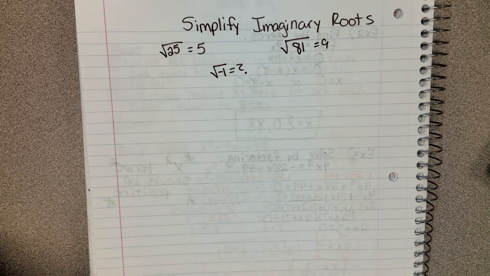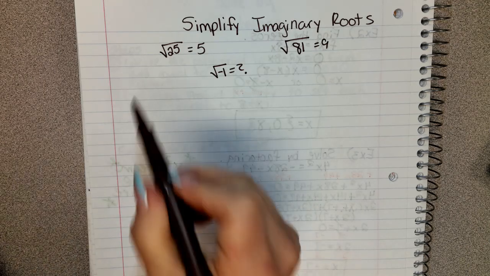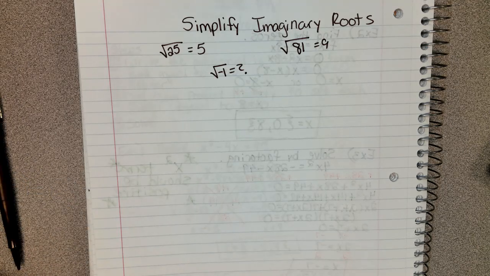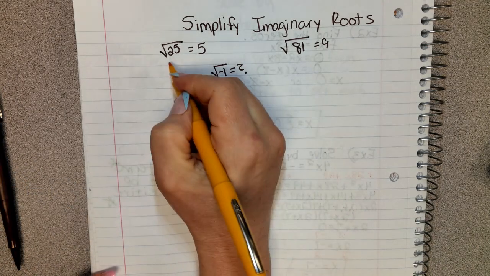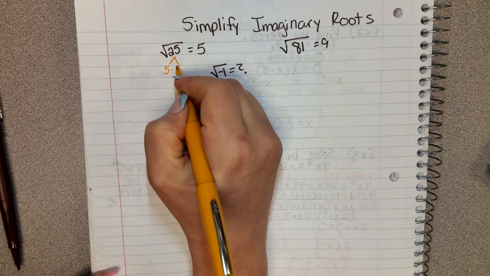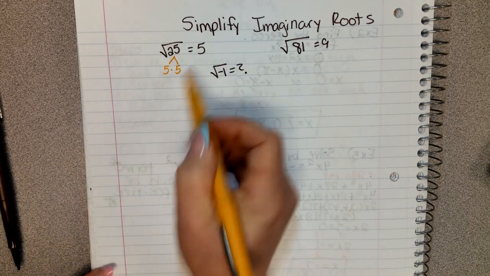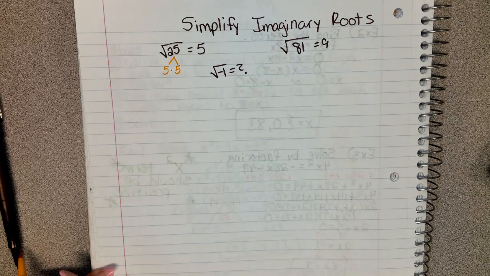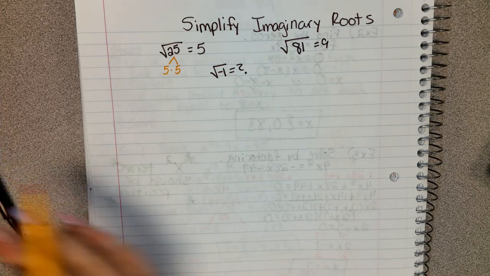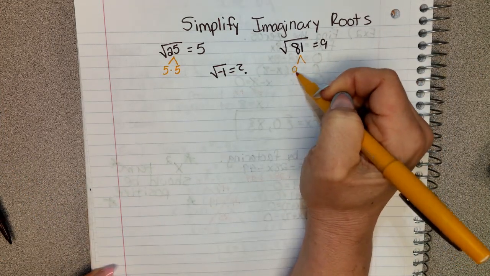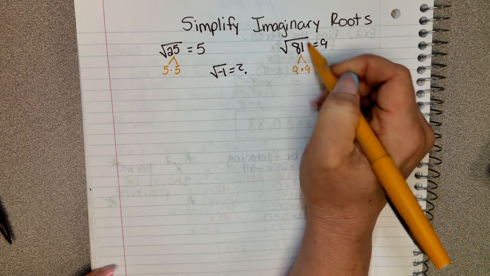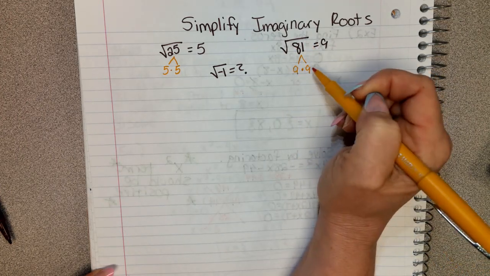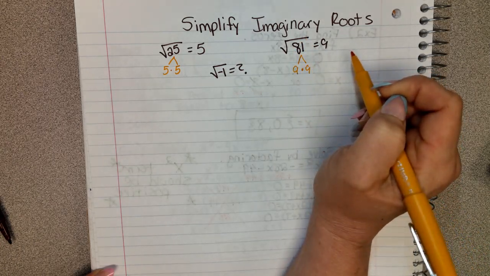So let's talk about what a square root is. The square root of 25 is 5. Why is that? Well, that's because 5 times 5 gives you 25. What's the square root of 81? Well, that's 9 times 9, so the square root of 81 is 9, right? Because 9 times itself gives you 81.